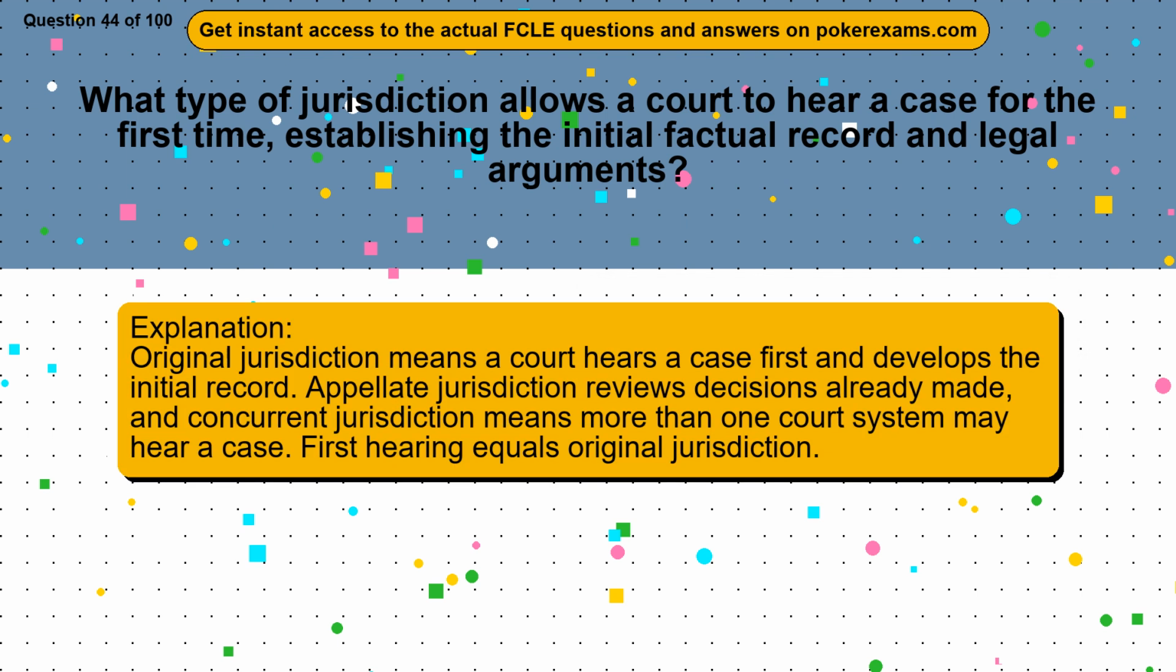Original jurisdiction means a court hears a case first and develops the initial record. Appellate jurisdiction reviews decisions already made, and concurrent jurisdiction means more than one court system may hear a case. First hearing equals original jurisdiction.